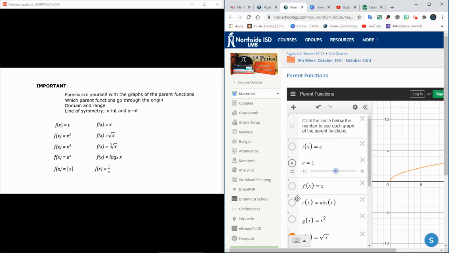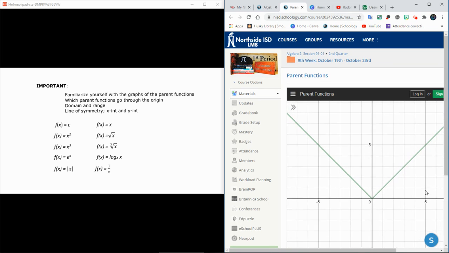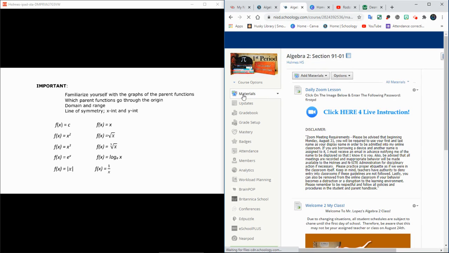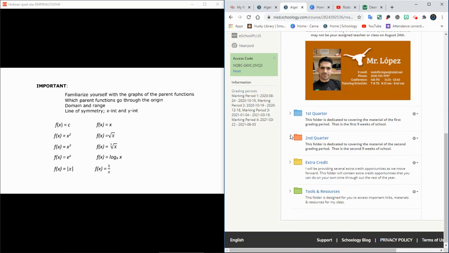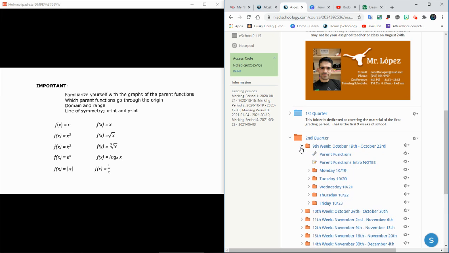What does absolute value look like? Right? So you click on it, the absolute value looks like a V. So you can click on here and mess with this. You can also even go in the same folder, in the exact same folder, the first week of the second quarter. Again, you're going to be able to use all of this in the midterm.